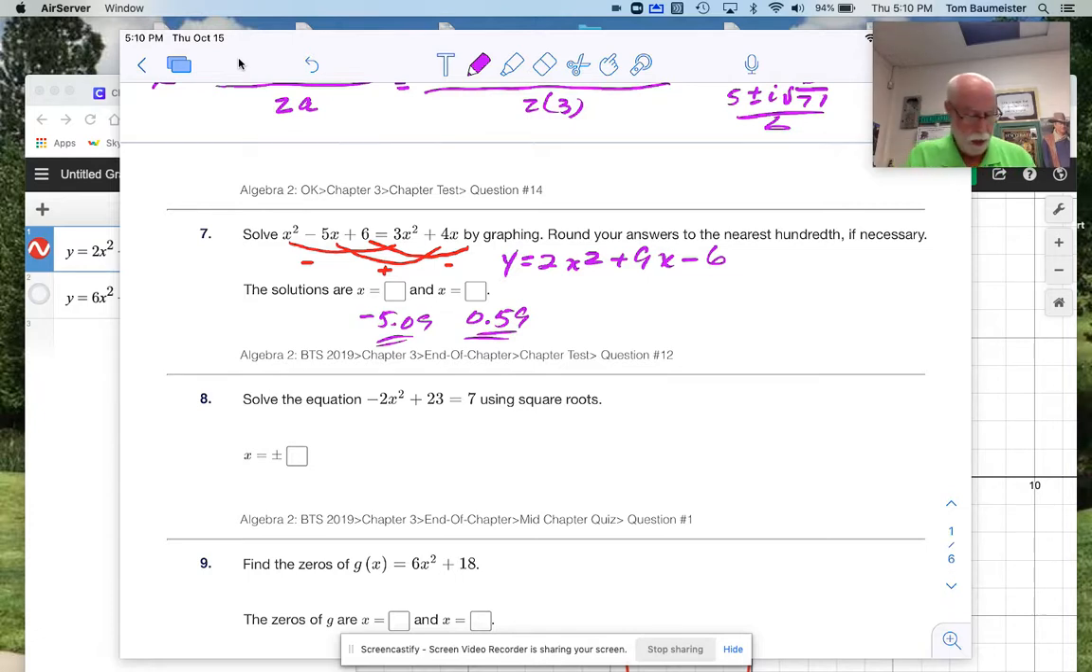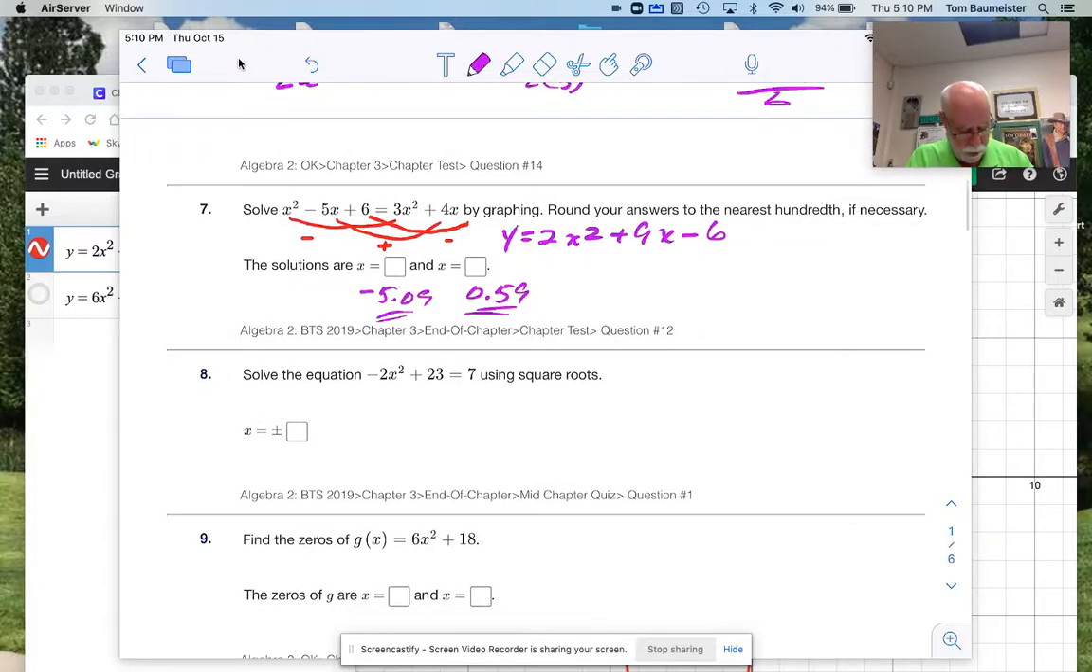Okay. Number 8, again, we're going to solve by square roots. So again, let's go ahead and see what we need to do. I'm going to take negative 2x squared. This time I'll move that 23 over again. So when I move it over, it becomes negative. So I'll get negative 2x squared is equal to negative 16. All right. When I get negative 16, I'm going to divide through by negative 2. So that'll give me that x squared is equal to 8.